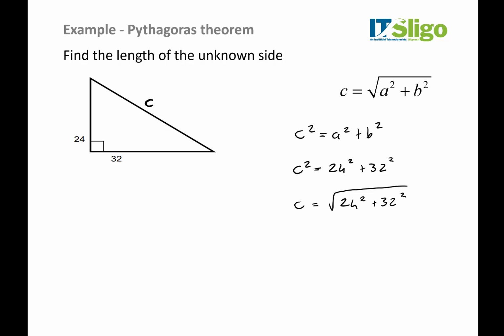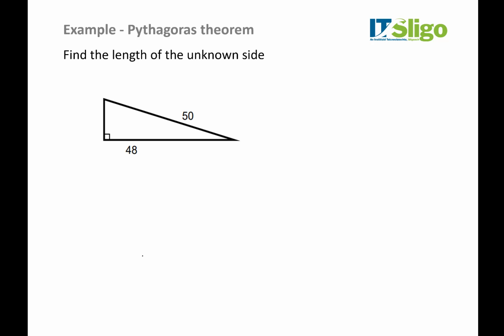And obviously this is going to be a calculator exercise. Square root of 24 squared plus 32 squared, and that gives us 40. So that's the length of our unknown side.